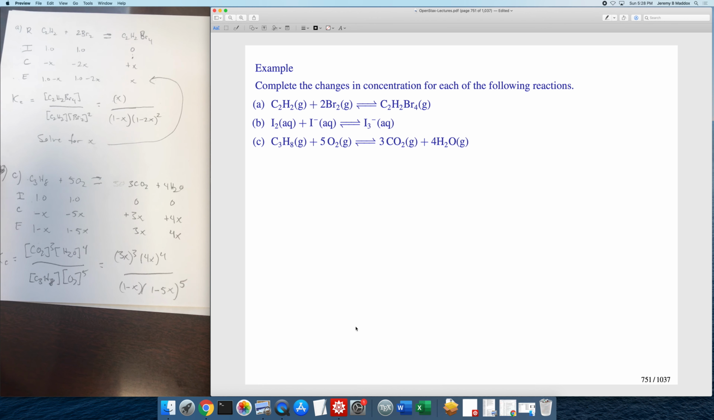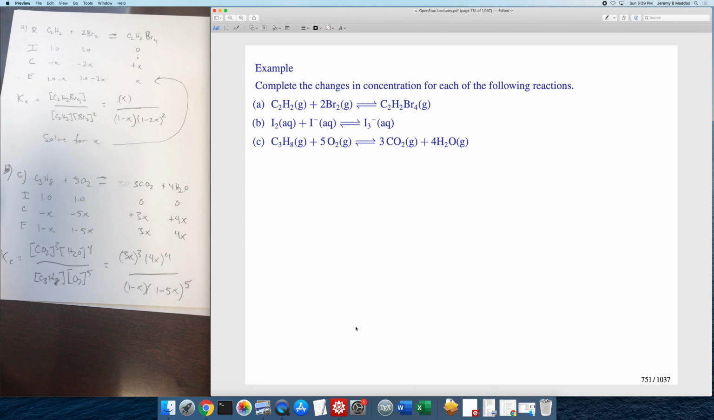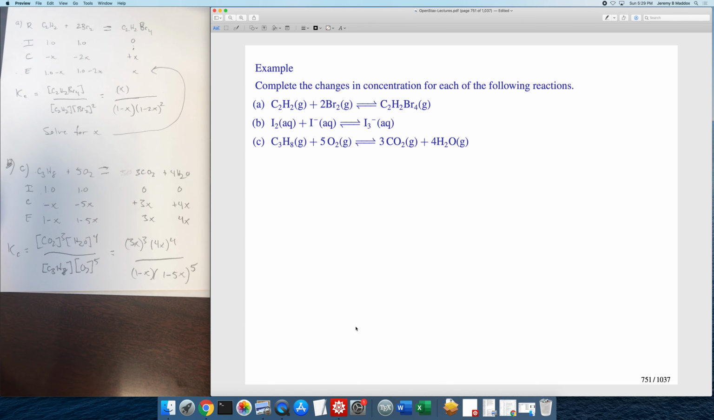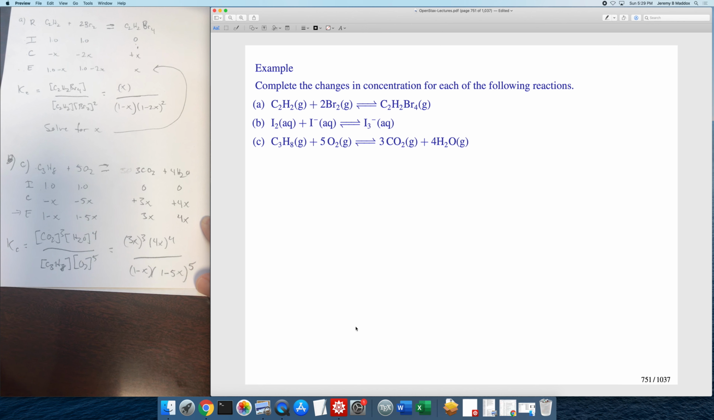This looks like a 7th degree polynomial to me, which is going to have 7 roots. You would need to use a computer to solve that for x. In principle, you can do it. There's nothing particularly challenging about doing that. The computer does all the work for you. And then once you get your value of x, you would substitute it into the equilibrium line, and that would tell you the equilibrium concentrations.